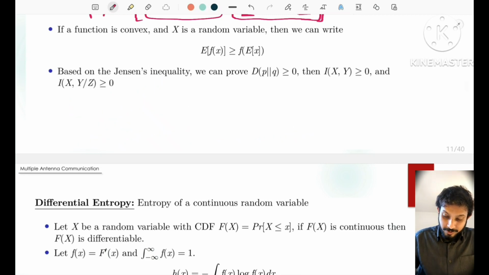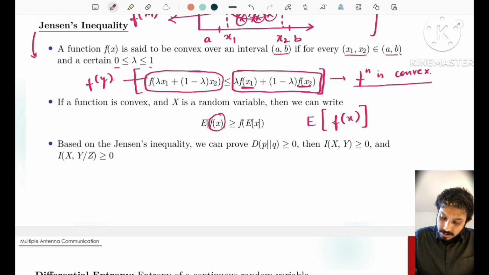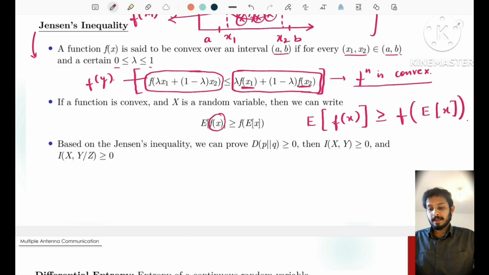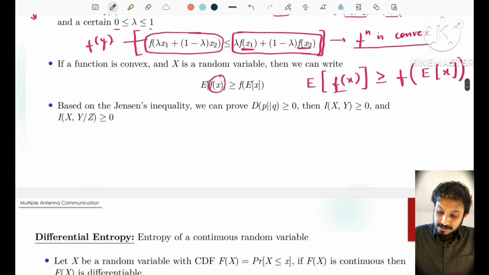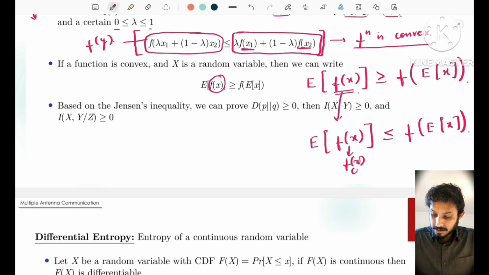And when the function is convex, then from Jensen's inequality, we say that the expectation of the function is always greater than or equal to the function of the expectation of x. This is for when f(x) is convex, and if f(x) is concave, then the inequality becomes opposite. So this is when f(x) is concave function.